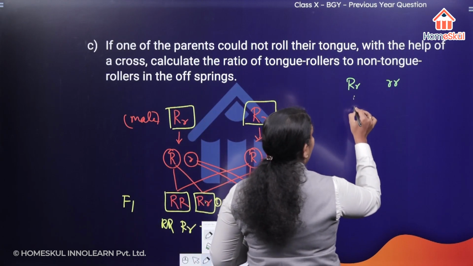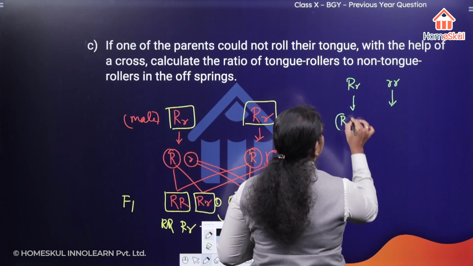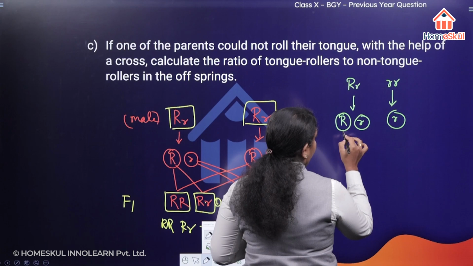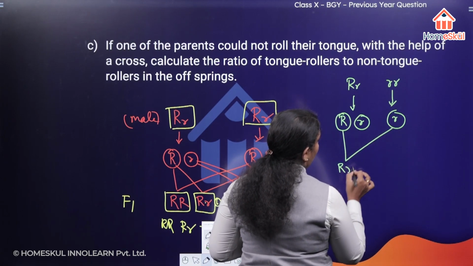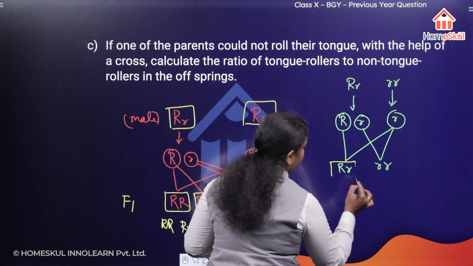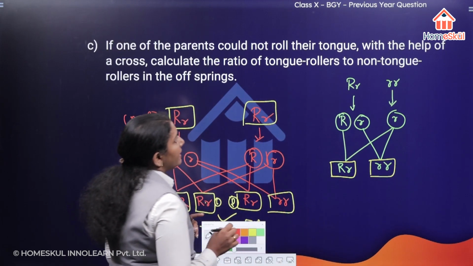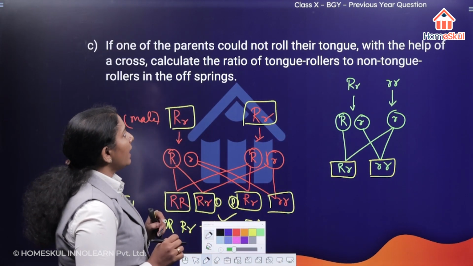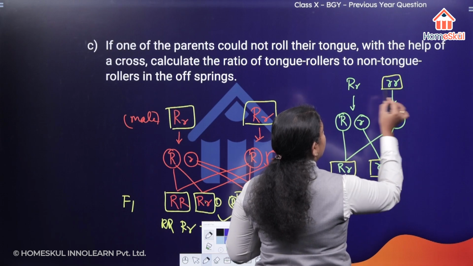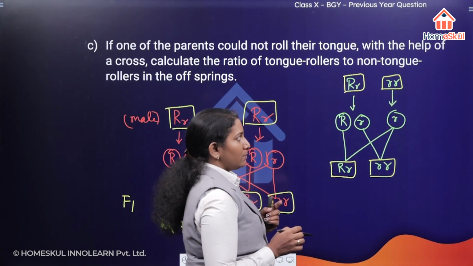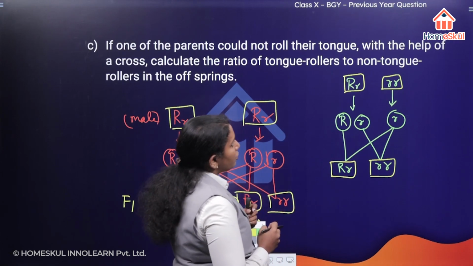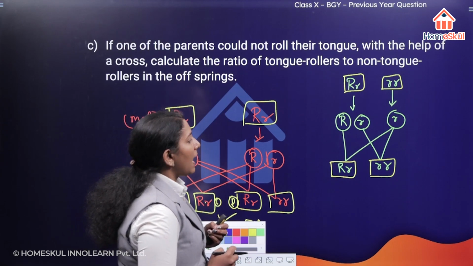For this cross, what will be the gametes formed? Here capital R and small r will be formed, and here small r only. We can cross these: capital R with small r, and small r with small r. So these are the two kinds of offspring here. If one of the parents is a non-roller, one that could not roll their tongue, then its genotype will be small r small r. Then when we draw a cross for this condition, what will happen?